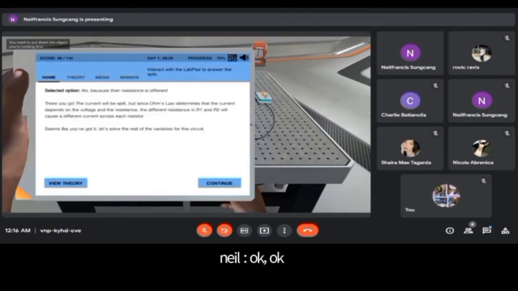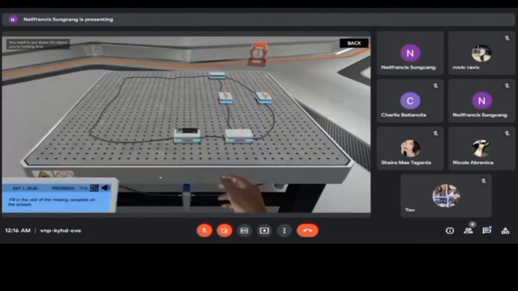There you go. The current will be split. But since Ohm's law determines that the current depends on the voltage and the resistance, the different resistance in R1 and R2 will cause a different current across each resistor. Seems like you've got it. Let's solve the rest of the variables for this circuit. Fill in the rest of the missing variables on the screen.